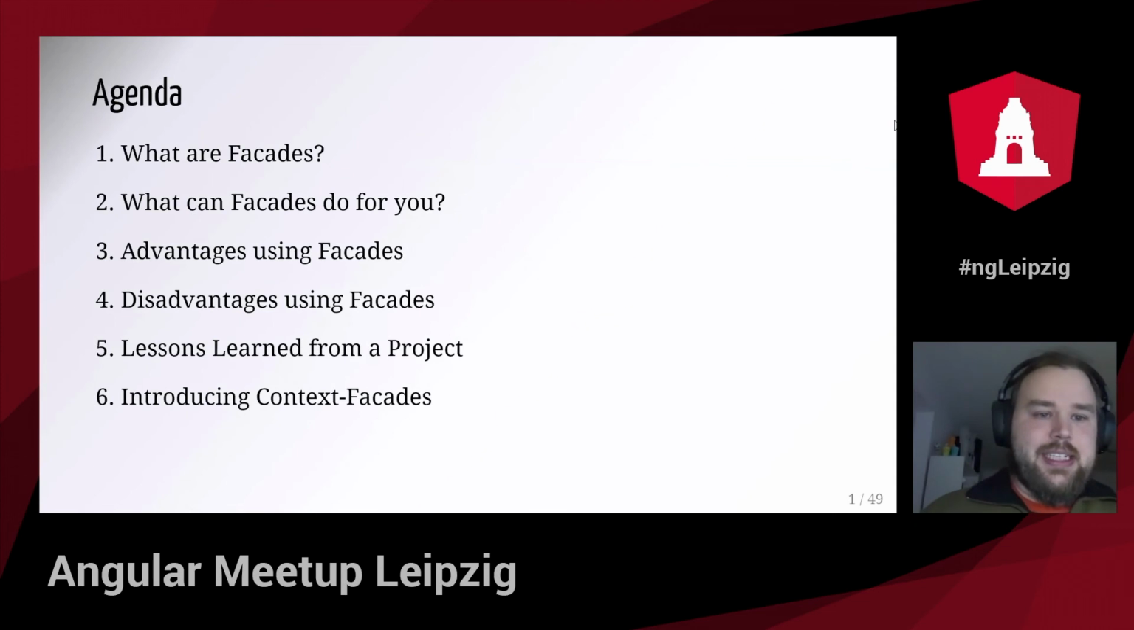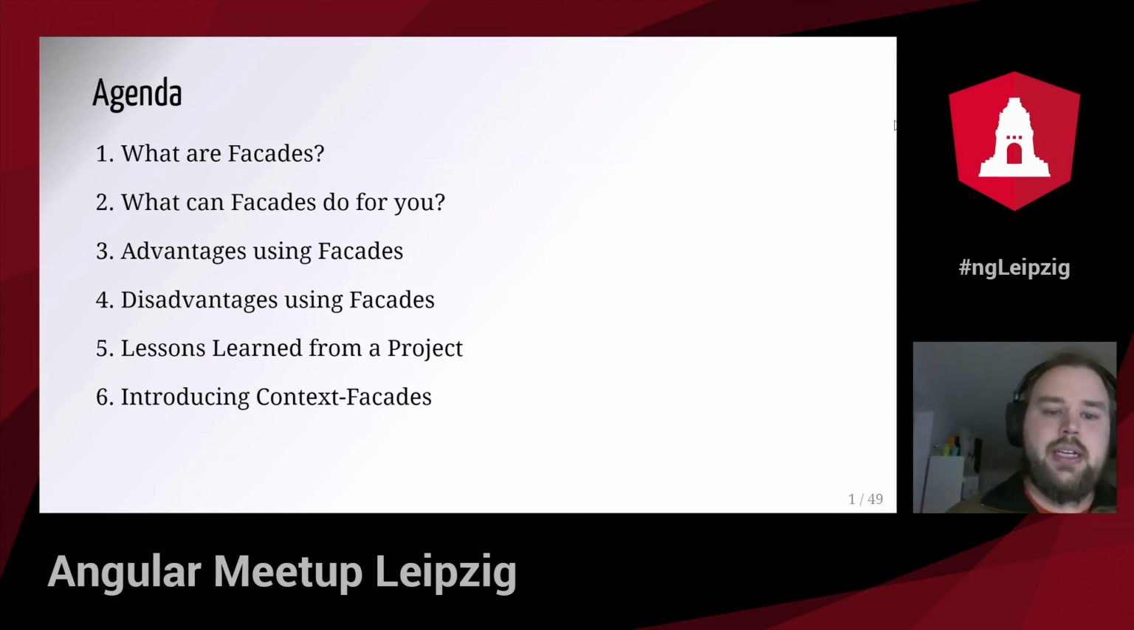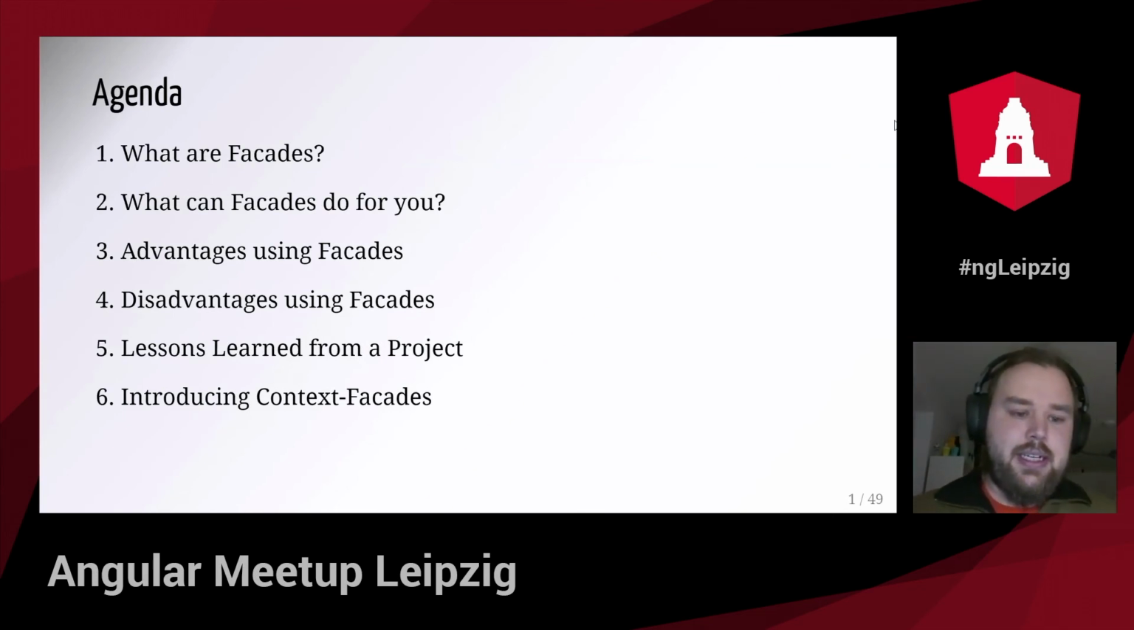So I've come up with an agenda. First, I'm gonna talk about some facts. What are facades and what can facades do for you? Then we're gonna go over some advantages and disadvantages when you're using facades. Then afterwards, I want to give you some lessons learned from a real project where we are actually using facades in a productive environment. And then, of course, at the end, if there's still enough time, I'm going to talk about context facades and how they can even further improve your working with facades.